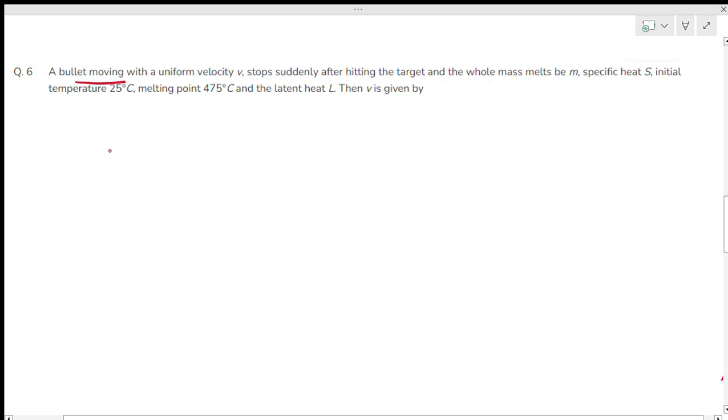Suppose a bullet is moving with a uniform velocity v, and stops suddenly after hitting the target, and the whole mass m melts. Suppose the target is ice. It will hit the target and stop there, and then mass m will melt. Specific heat is S.